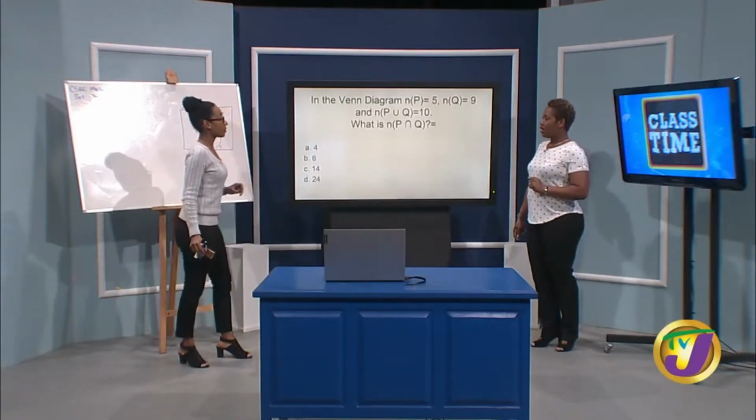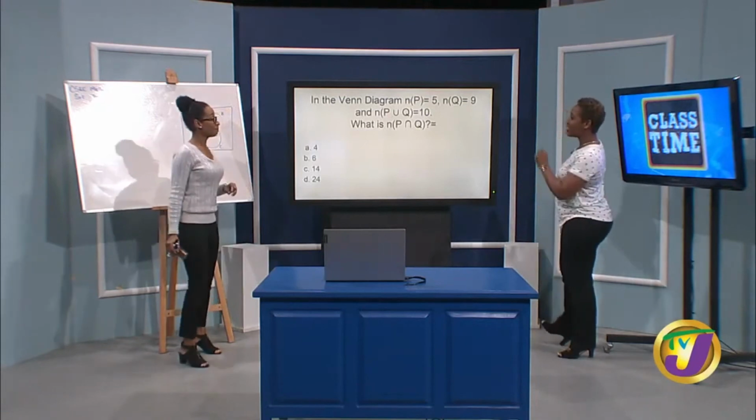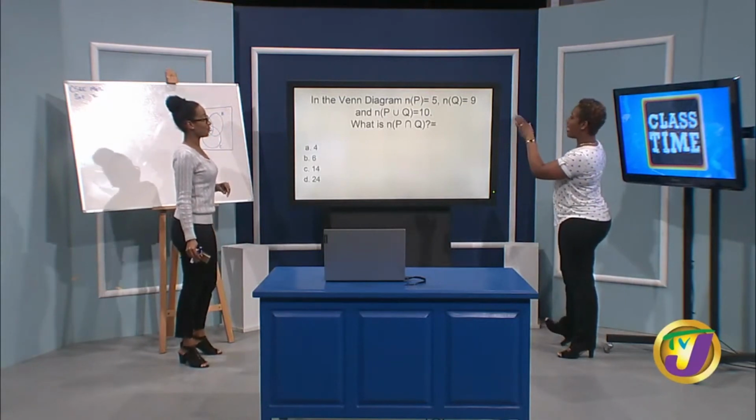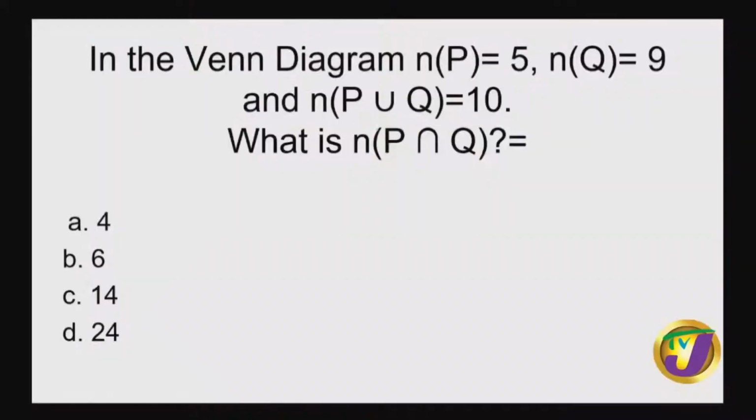All right, the Venn diagram. In the Venn diagram, n(P), the number of elements in P, is 5. The number of elements in Q is 9. The number of elements in P union Q is 10. That doesn't add up. How did you get that? 9 and 5 is 14, and that's 10.